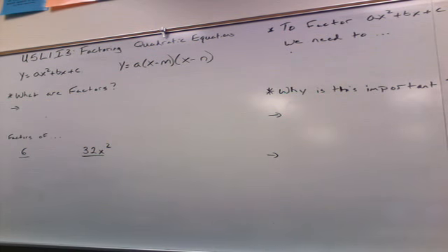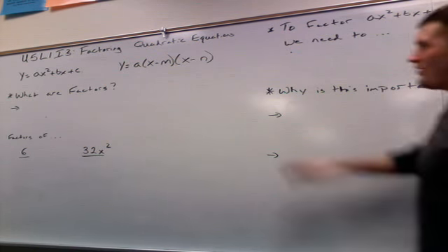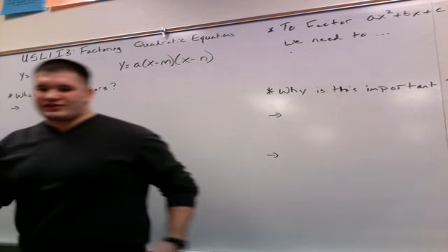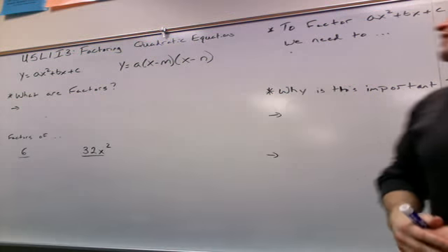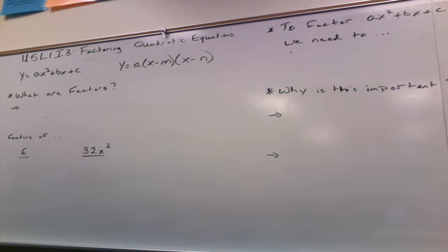All right, today we're talking about factoring quadratic equations. We have two forms of quadratic equation: y equals ax squared, and y equals a times (x minus m) times (x minus n). Which one is the factored form?